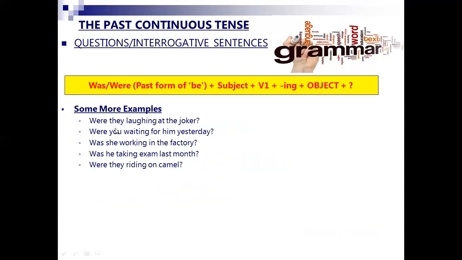Some more examples. Were they laughing at the joker? Were is the helping verb, then subject, laughing is V1 plus ing, at the joker. Question mark. Were you waiting for him yesterday? Was she working in the factory? Was he taking the exam last month? Were they riding on a camel?